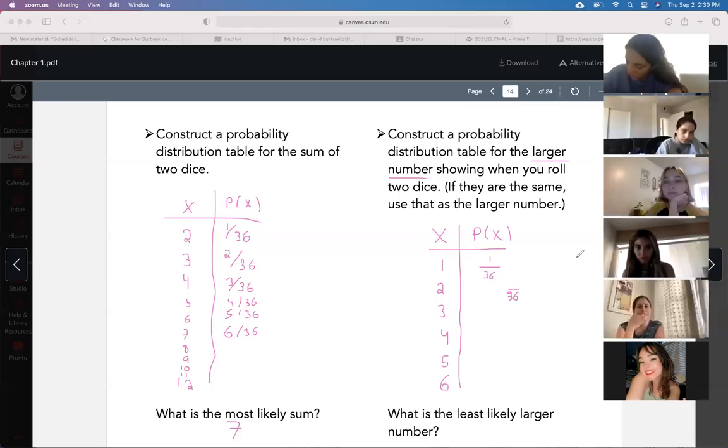You could have 1 and 2, 2 and 1, and 2 and 2. Yeah. Okay, you can have 1 and 2. You can have 2 and 1. And you can have 2 and 2. Are there any other ways that the larger number could be a 2?